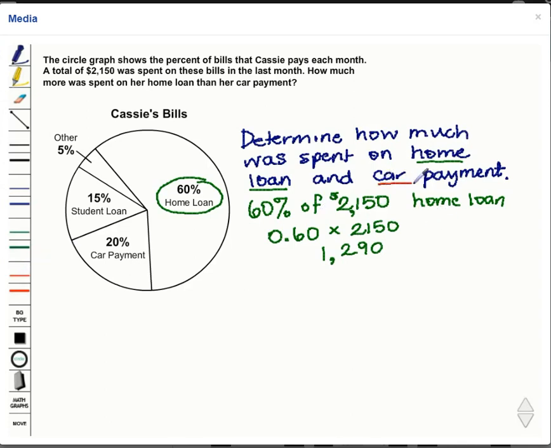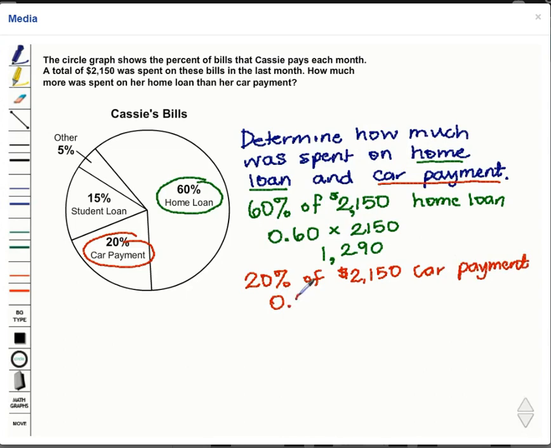How much was spent on her car payment? 20% of the money she spent on bills, $2,150, was for her car payment. Rewriting 20% as a decimal and multiplying by 2,150 shows us that Cassie spent $430 on her car payment.